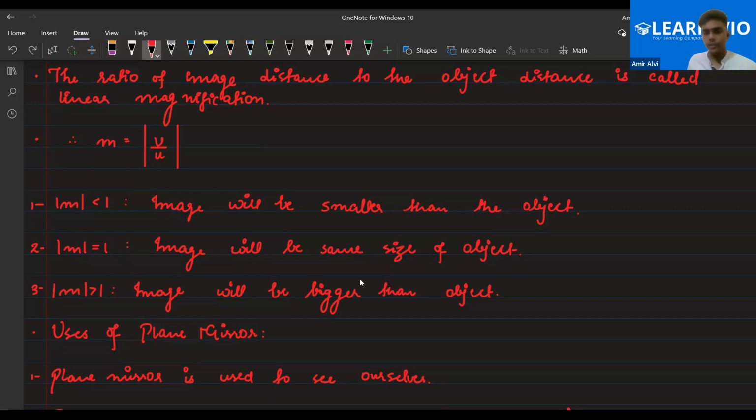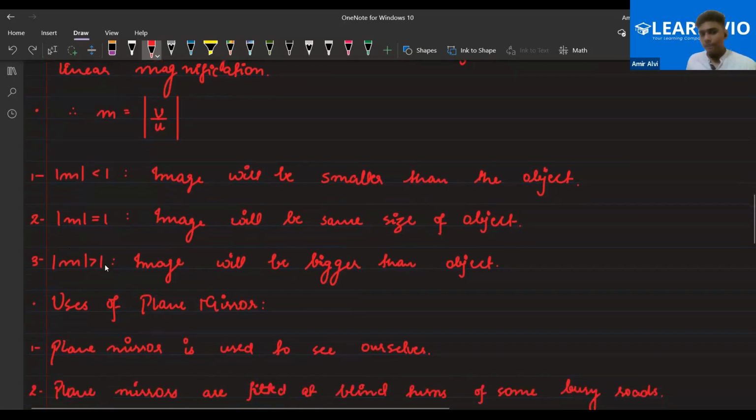Okay, no issues. Okay. If the magnitude of the linear magnification is greater than 1, the image will be bigger than the object.